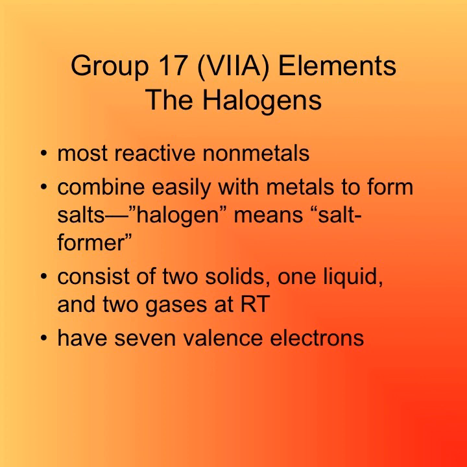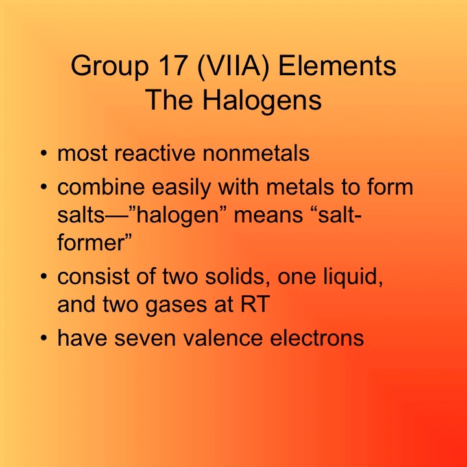A salt is simply another name for an ionic compound. The word halogen translates to mean salt former. The group itself is made of 2 solids, 1 liquid, and 2 gases at room temperature. And the 2 gases are fluorine and chlorine. The liquid is bromine, and yep, I think you can figure out the 2 solids.